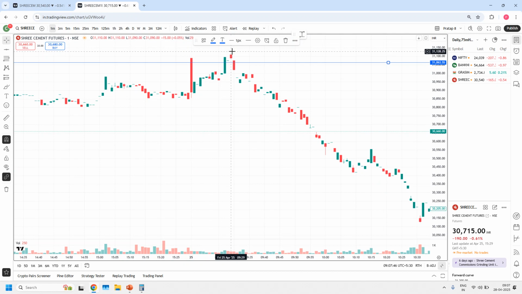While exiting, you add some buffer, maybe 10 paisa or 20 paisa, or if it is a 30,000 rupees worth stock, maybe 1 rupee. You add that buffer, go for a limit order. Don't go to the market order. Market order is very dangerous. Go to the limit order.